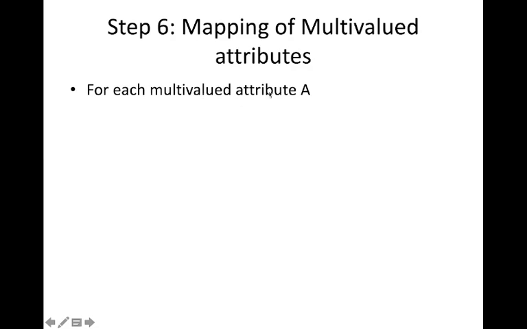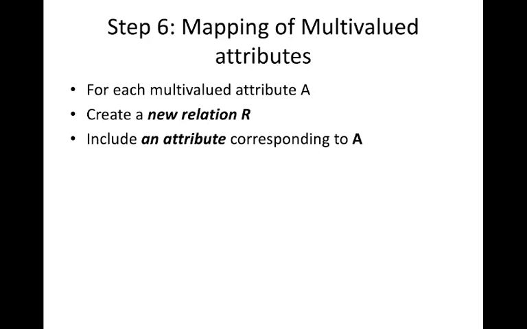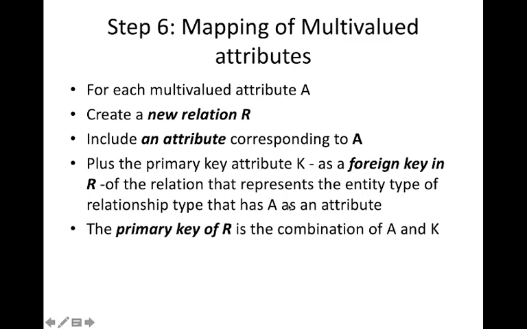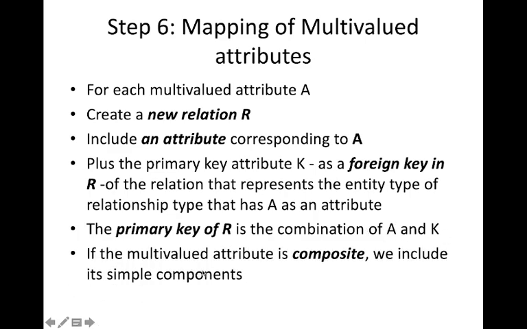For each multi-valued attribute A, we will create a new relation. A new table will be formed, and in that table we include an attribute corresponding to A. This attribute will be added to this new relation. We can name it anything. Plus the primary key attribute K should be included as a foreign key in R, the relation that represents the entity type or relationship type T that has A as an attribute. The primary key of R is a combination of A and K. We will see an example, then we'll understand.